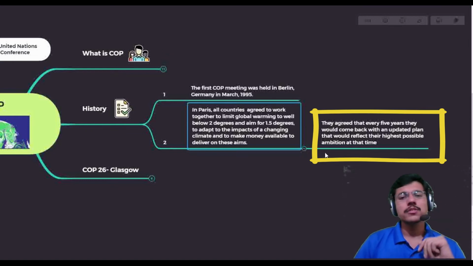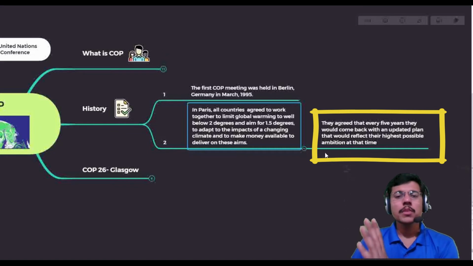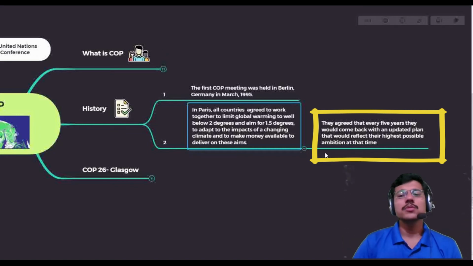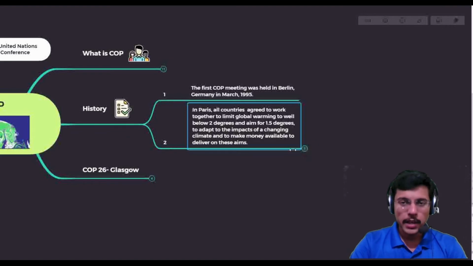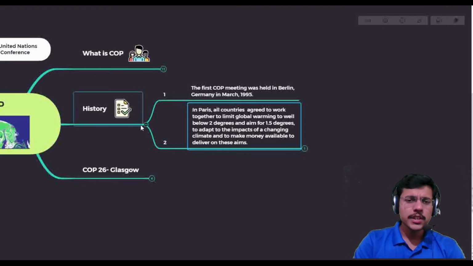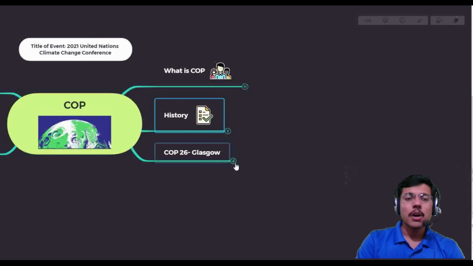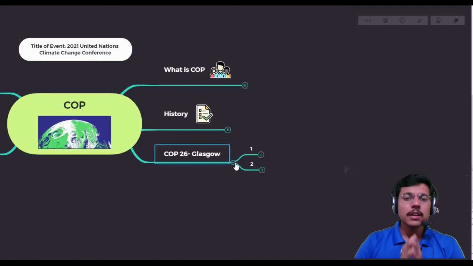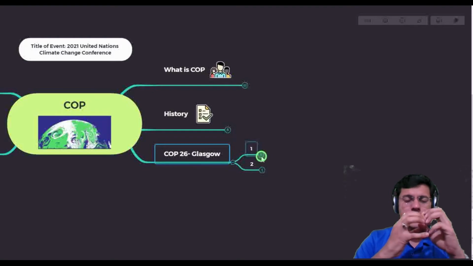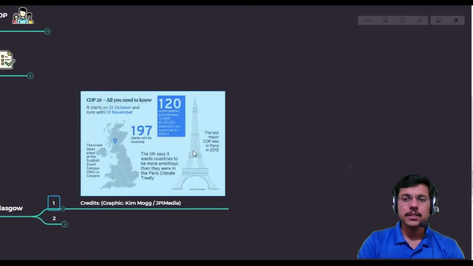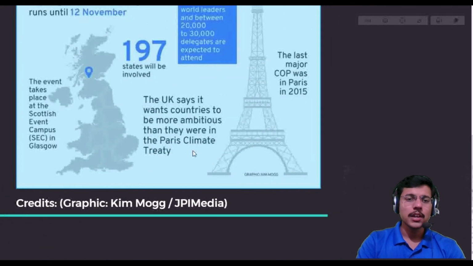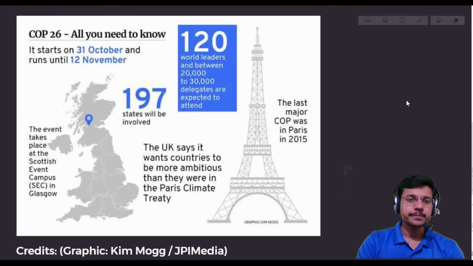So after 2015, 2020 was the time when all these countries would present their updated plan. But due to COVID, it was not possible last year, and that's why the COP26 that is currently happening in Glasgow is having a lot of importance, right? So in Glasgow, let us talk about the basics of the COP26 that is happening currently, and with this graphic it will be very clear to you.